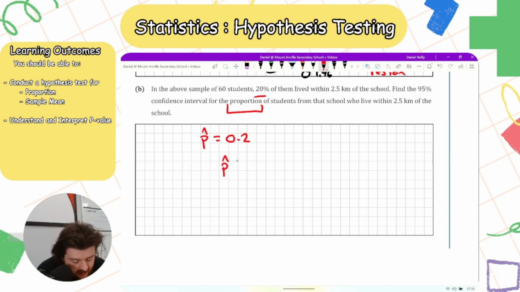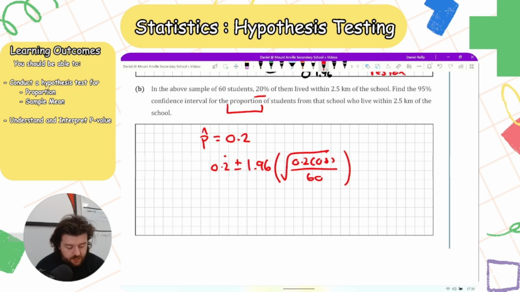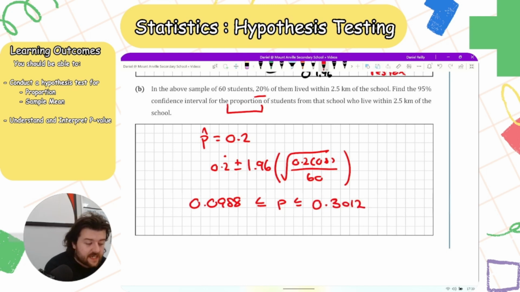So that's going to be p hat plus or minus 1.96 times the square root of 0.2 times 1 minus 0.2, which is 0.8, all over the sample size, which is 60. So 0.2 minus all of this is 0.0988. And 0.2 plus all of this is 0.3012. So I can say with 95% confidence, between 9.8% and 30% of students live within 2.5 kilometers of school.